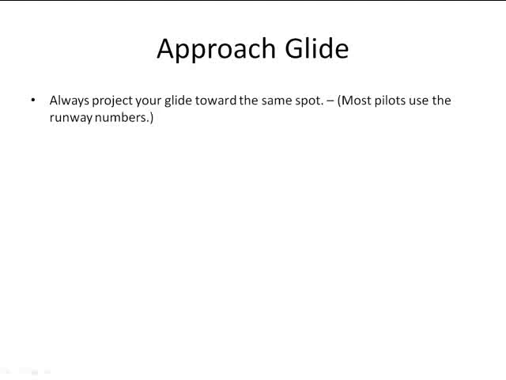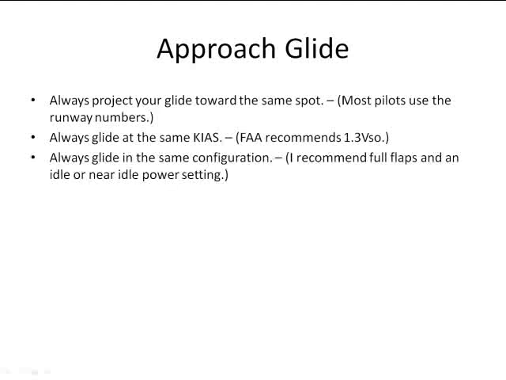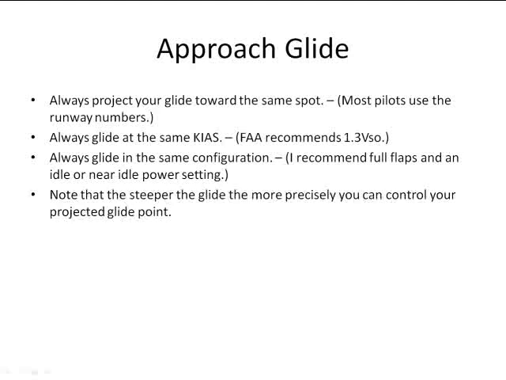Starting with the approach glide, always project your glide toward the same spot. Most pilots use the runway numbers. Always glide at the same indicated airspeed. The FAA recommends 1.3 times the stall speed of the airplane in a landing configuration. Always glide in the same configuration. I recommend full flaps and an idle or near idle power setting. Note that the steeper the glide, the more precisely you can control your projected glide point.